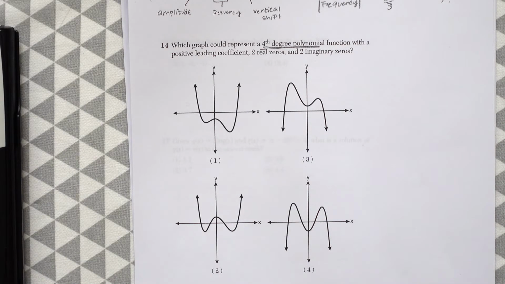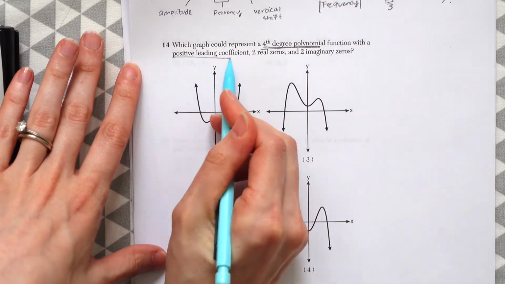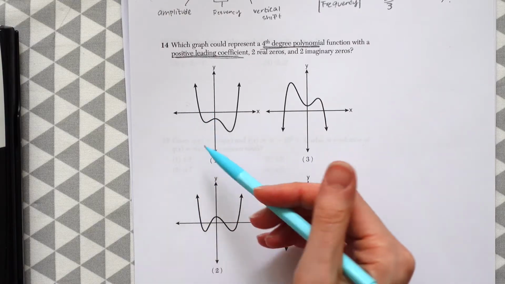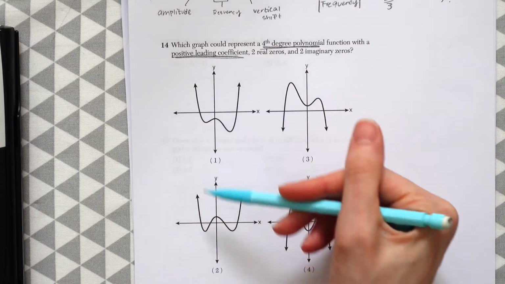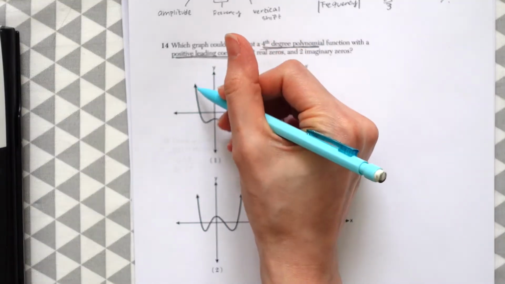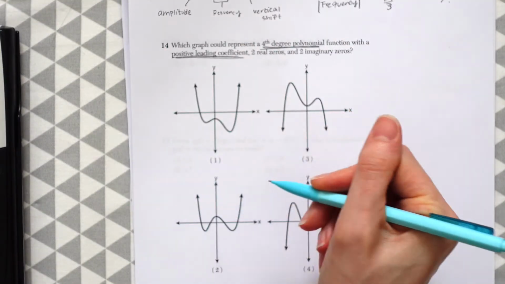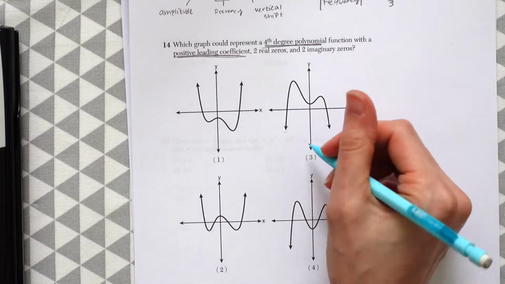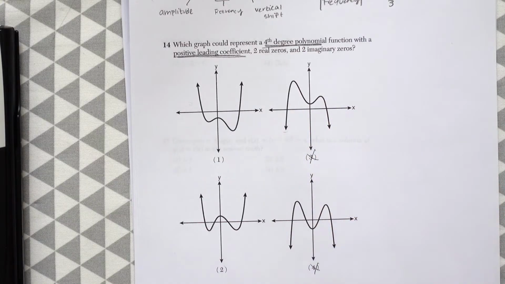Other things we also know is that this has a positive coefficient. If it's positive, that means it's going to be facing up like a happy face. So already we can see that we're dealing with numbers 1 and 2 because these have positive end behavior, facing up. So we know these two are the only contenders. Notice these numbers 3 and 4 are facing down, so we can just eliminate those.